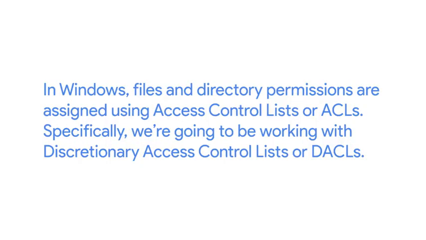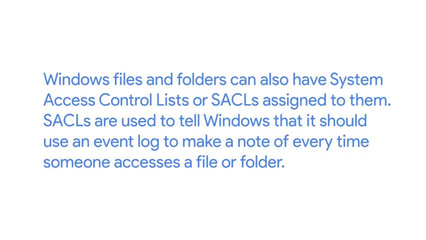In Windows, file and directory permissions are assigned using Access Control Lists, or ACLs. Specifically, we're going to work with Discretionary Access Control Lists, or DACLs. Windows files and folders can also have System Access Control Lists, or SACLs, assigned to them. SACLs are used to tell Windows that it should use an event log to make a note of every time someone accesses a file or folder. This is a more advanced topic which you can read up on in the next supplementary reading.